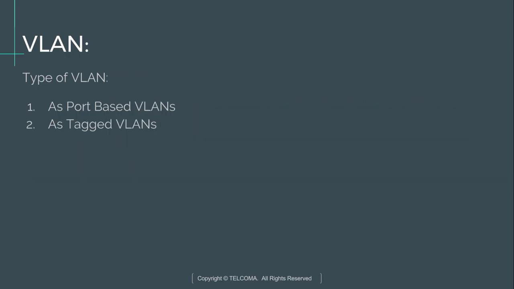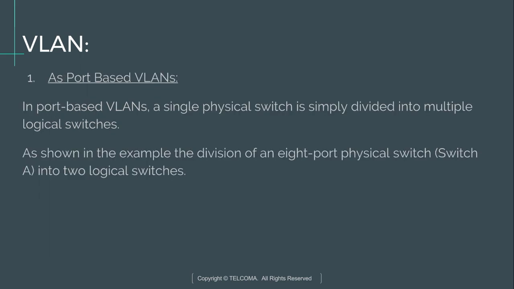Next is the types of VLAN networks. The types of VLAN networks are port-based VLAN and tag-based VLAN. First, let's discuss port-based VLAN. In port-based VLAN, we have a single physical switch, and we divide that physical switch into logical switches. As we discussed using an example, we showed the division of an 8-port physical switch into logical switches.